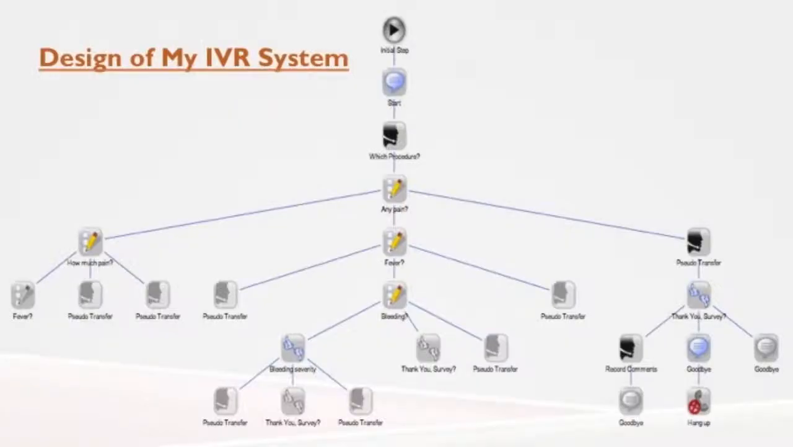Here's the layout of the IVR system I developed for this project. It's based on the post-procedure follow-up call completed by nurses where I currently work. The caller would call into the line the day after their procedure and be greeted by an automated prompt describing the situation. They will then be asked what procedure they had done, and their answer will be recorded. The first symptom they are asked about is if they are experiencing any new pain.